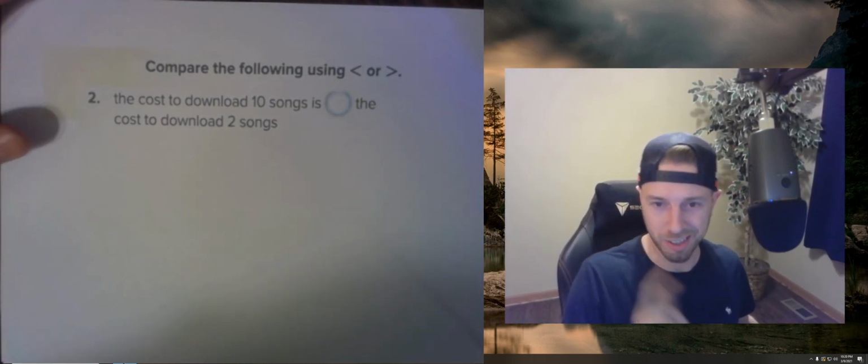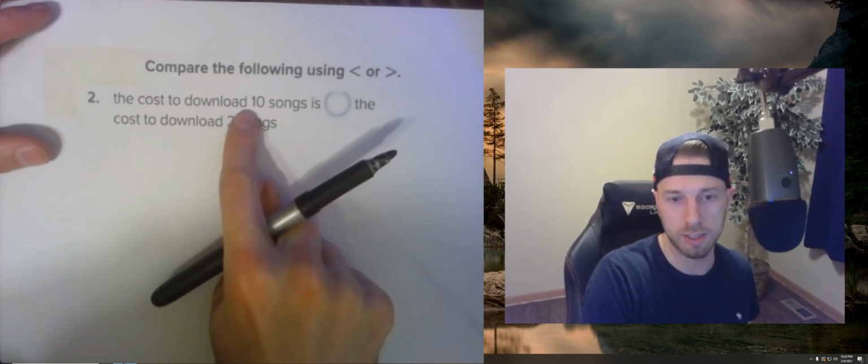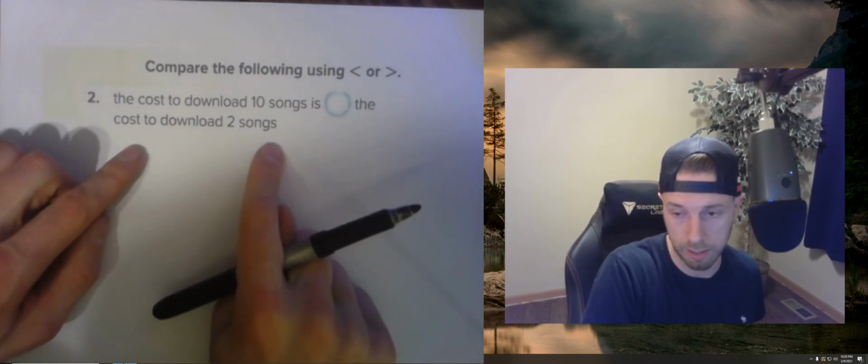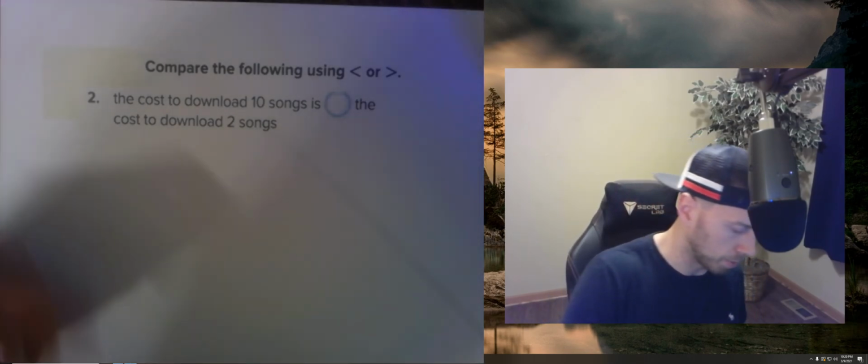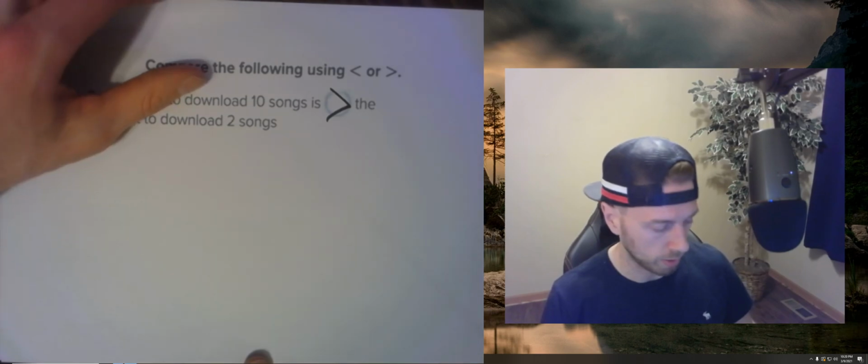Compare the following using less than or greater than, right? The cost to download 10 songs is blank the cost to download 2 songs. The cost is greater to download 10 songs, obviously, right? Because each song costs money. So the sign we use there is the greater than sign.